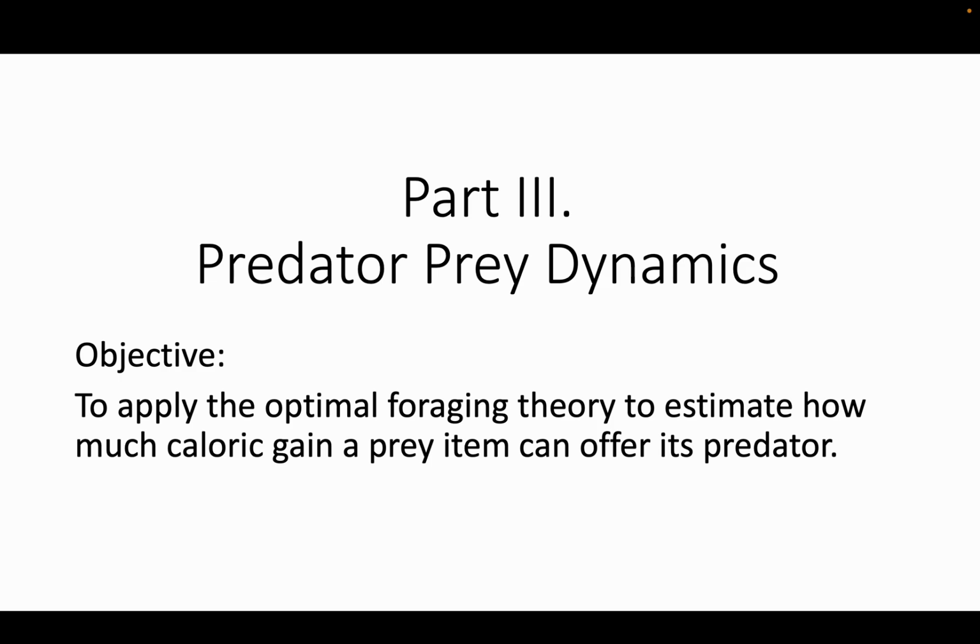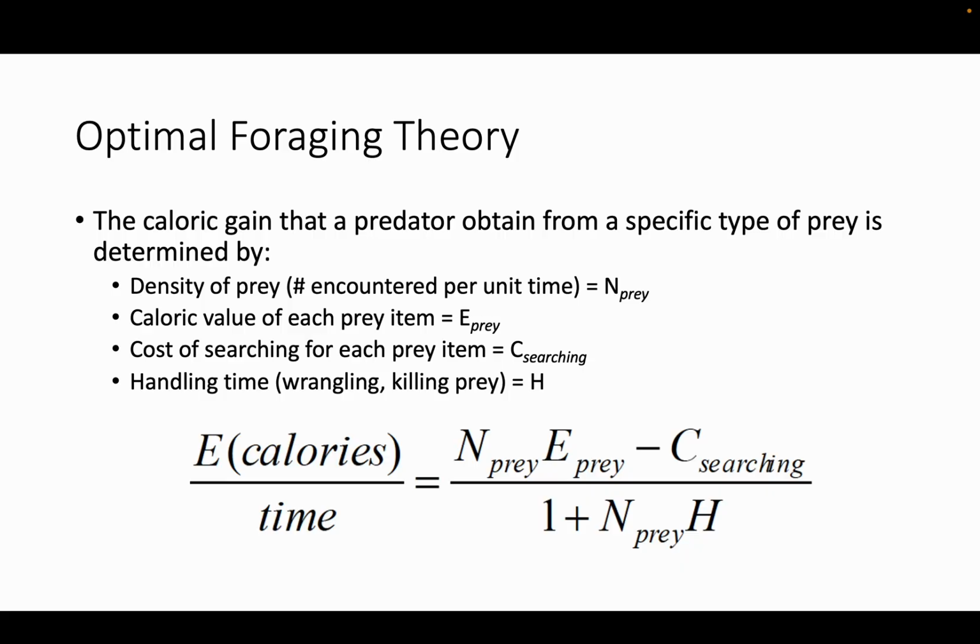In this part of the lab, we're going to use some equation to estimate how many calories a prey item can give its predator when it's being consumed. The formula that we're working with comes from the optimal foraging theory. This theory states that as long as you know how much prey are in an area, what the calories a prey can offer, the cost it takes to find the prey, and the handling time of the prey, you can essentially calculate how much energy a prey item can give its predator when being consumed.